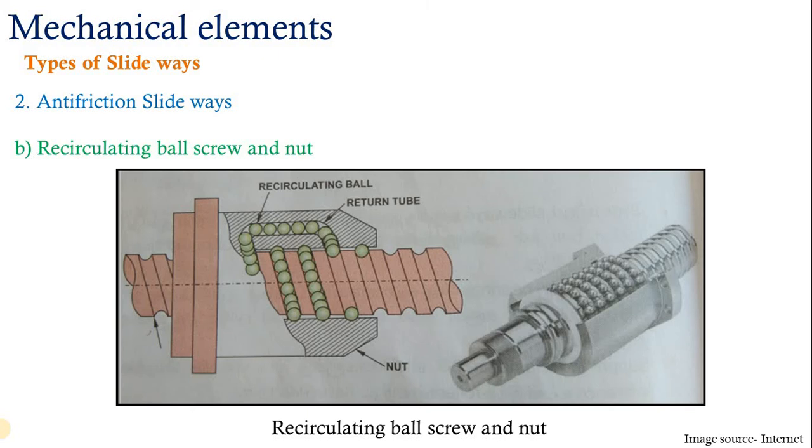So this recirculating ball screw and nut has good advantages: a low coefficient of friction, less wear and long life, requires less power, no stick slip effect, no backlash, high efficiency, that is 90% efficiency we can get, and it is used for heavier loads at faster speeds. So these are the mechanical elements.